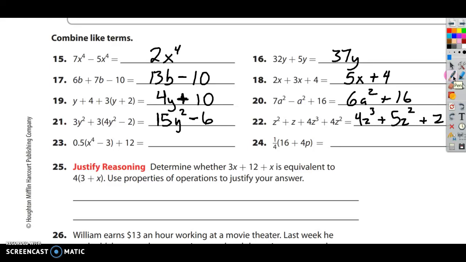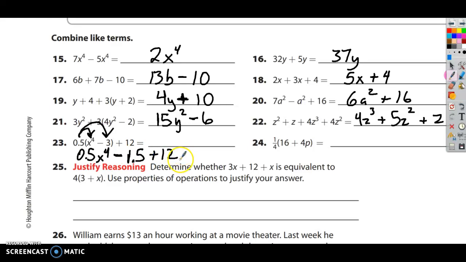0.5 means a half. So the very first thing I'm going to do is multiply, and we could change it to a fraction, or we can just leave it as a decimal. I'm going to multiply 0.5 times x, and you can't actually do that, so it's just 0.5x to the 4th power. And then I can multiply 0.5 times 3, and that means half. Half of 3 is 1.5. So I'm going to do minus, because there's a minus sign right there, minus 1.5 or 1.5 plus 12.